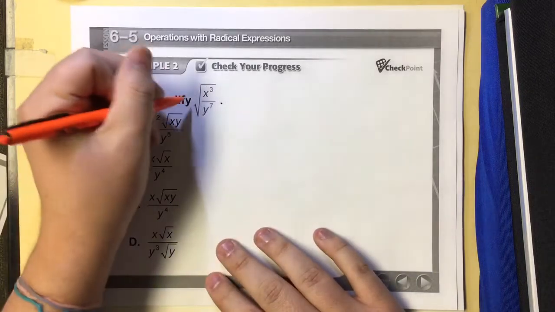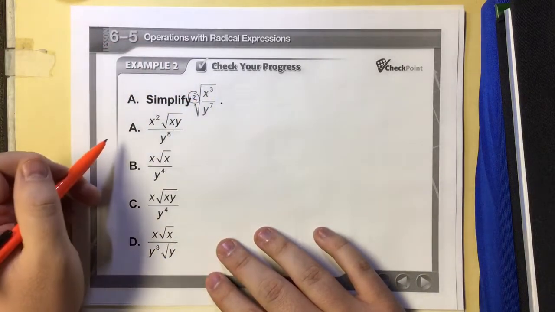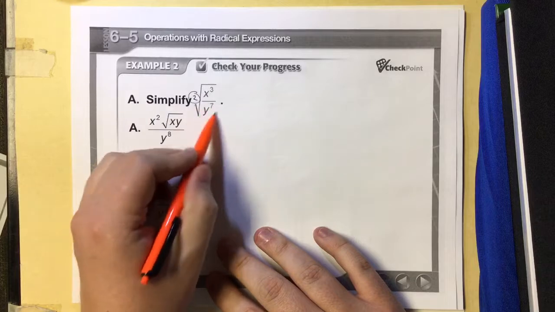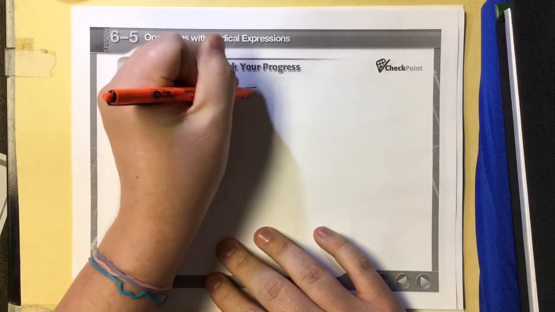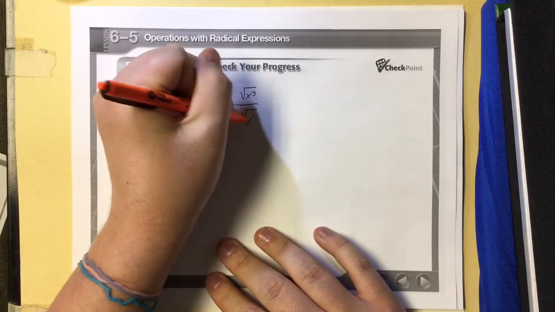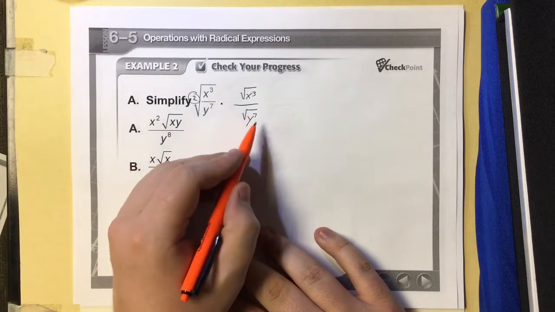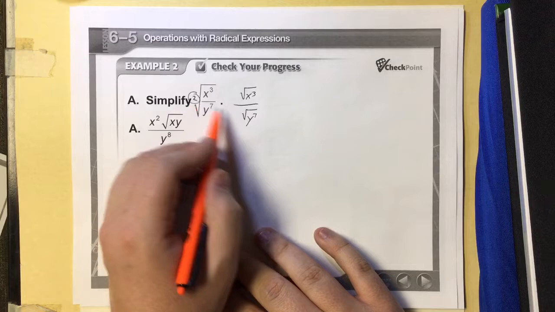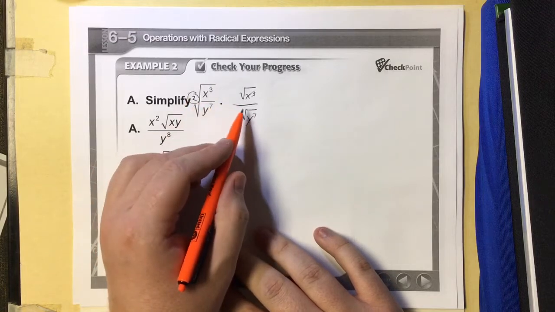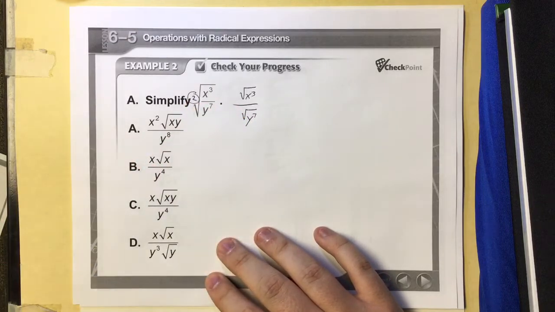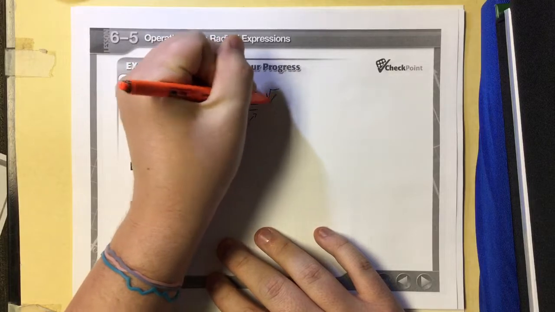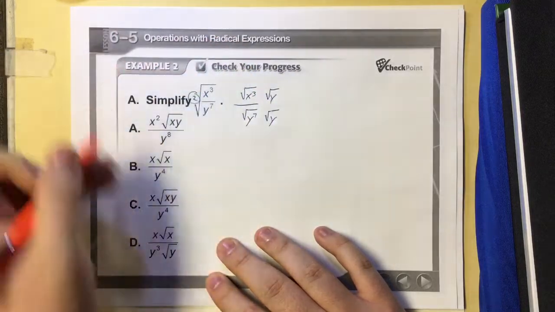Right here, there's no index, so it's an invisible 2. So we need to make our denominator something that can be simplified by a square root. So we need this to be an exponent divisible by 2. 7 is not divisible by 2, but the next number up, 8, is. So I'm going to multiply top and bottom by the square root of y.